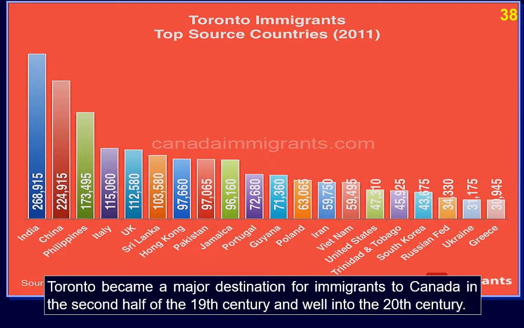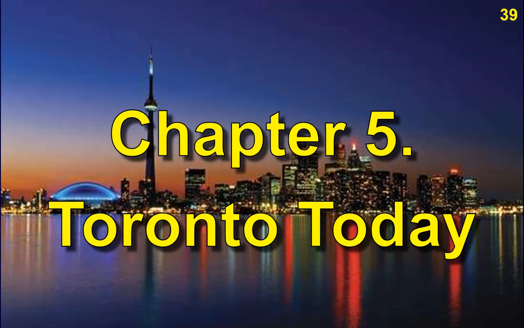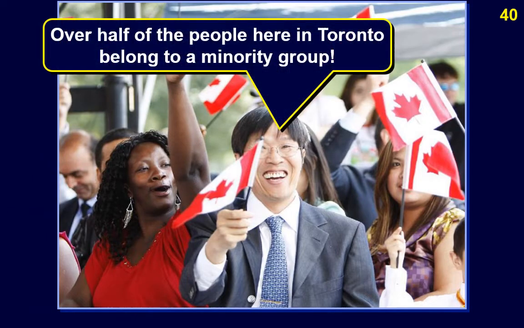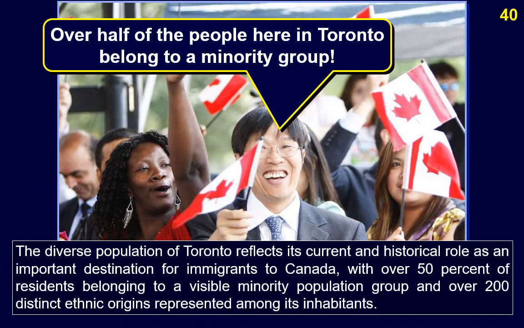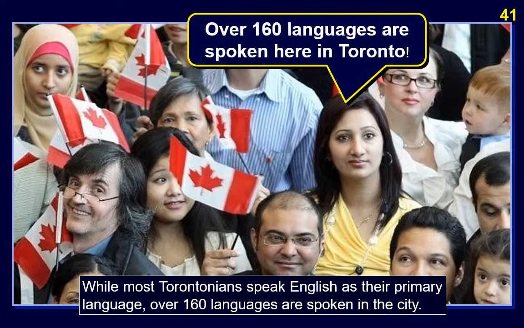Toronto became a major destination for immigrants to Canada in the second half of the 19th century and well into the 20th century. Chapter 5. Toronto today. The diverse population of Toronto reflects its current and historical role as an important destination for immigrants to Canada. With over 50% of residents belonging to a visible minority population group, and over 200 distinct ethnic origins represented among its inhabitants. While most Torontonians speak English as their primary language, over 160 languages are spoken in the city.